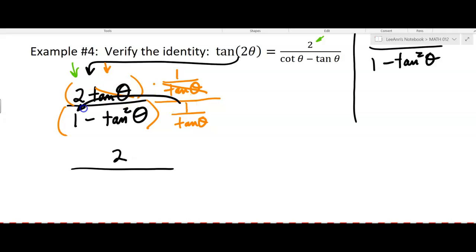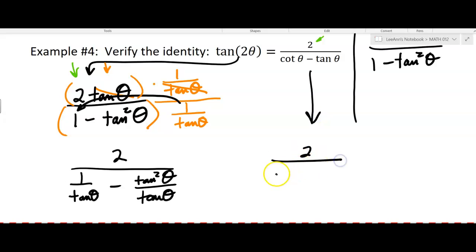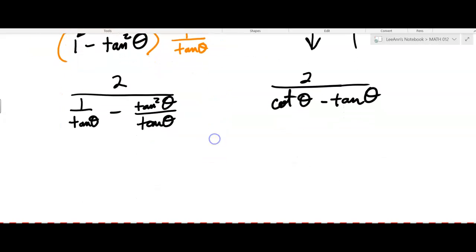And now I've got to distribute here. So it's going to be 1 over tangent theta minus, and I'm going to have tangent squared theta over tangent theta. Now, remember what I'm trying to get here. 2 over, I'll just rewrite it because when I scroll, it's going to go off the screen. This is what we're trying to get. Okay? All right. There it goes.